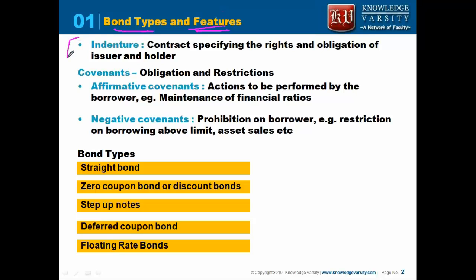For the bond types, first you have to understand what is bond indenture. Bond indenture is a contract which specifies the rights and obligations of the issuers and holders. So what is the right each party has, what is the obligation each party has. Every bond issue will have an indenture.